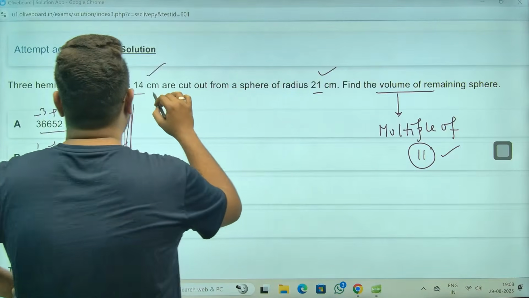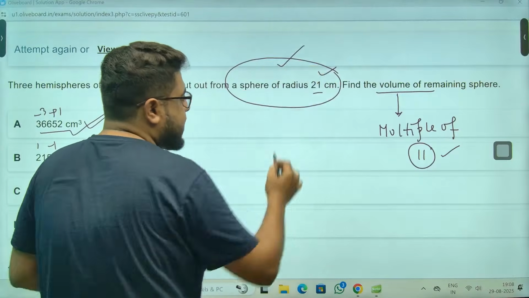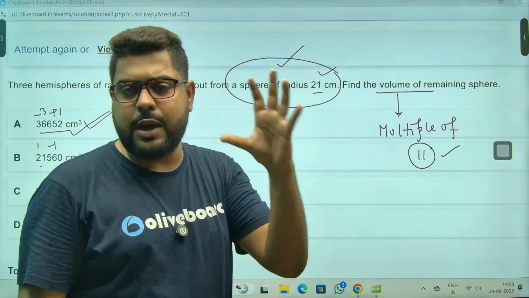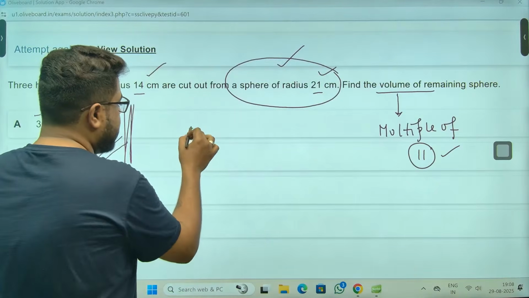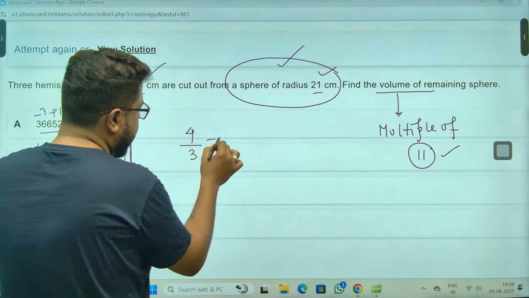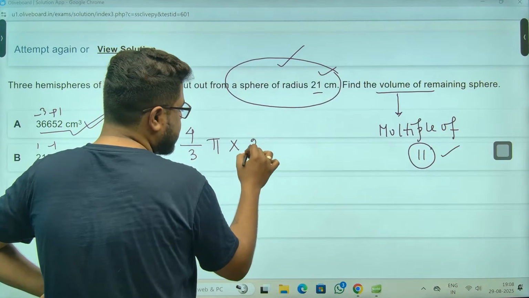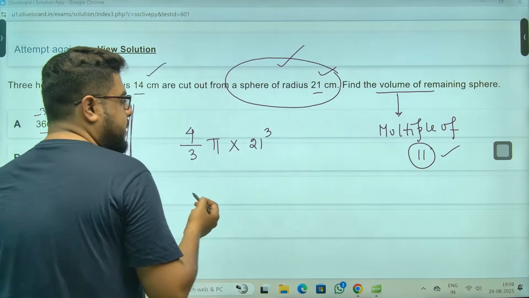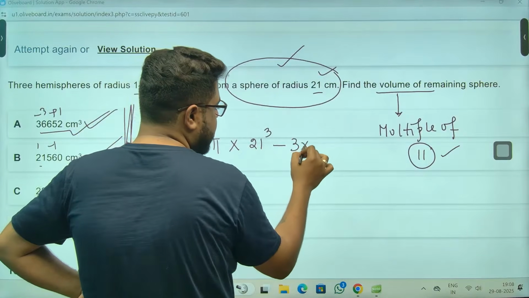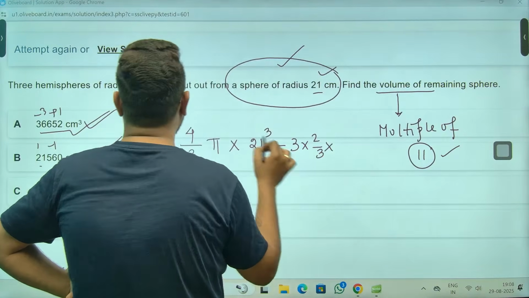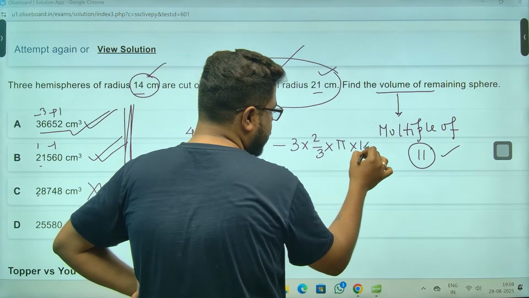Sir, first you figure out the main sphere's volume, because we are cutting out a portion. So we are talking about volume. The volume of the sphere of radius 21 will be 4 by 3 pi r cube, that is 21 cube, because I'll take pi common and calculate last. Minus 3 hemispheres, and 3 into hemisphere means 2/3 pi, radius is 14, so 2/3 pi into 14 cube.